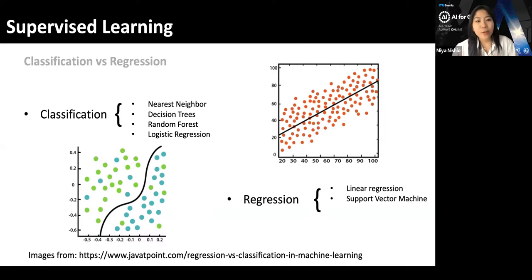So with classification, we have things such as nearest neighbor, decision trees, random forest, and logistic regression. And with regression, we have things such as linear regression and support vector machine. However, as you probably all know, some of these can also be used for both classification and regression. For example, support vector machine can be used for both.